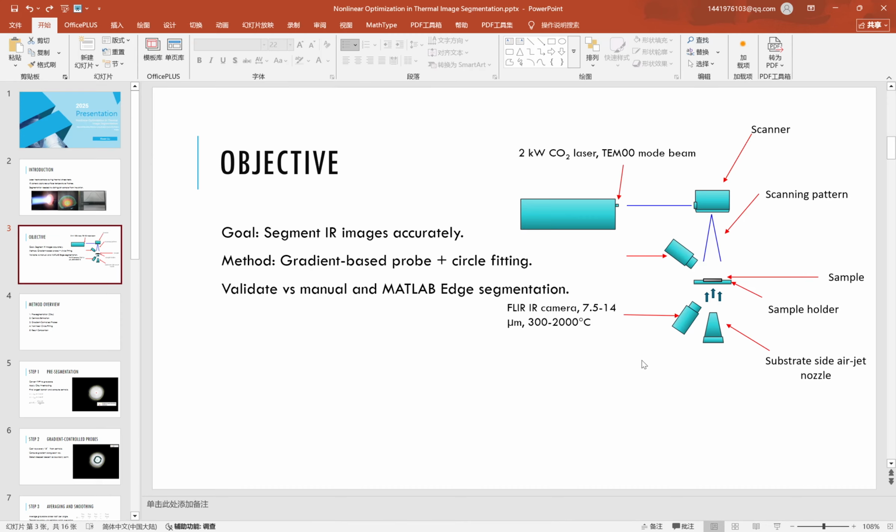So in this study, a gradient control based radial probe segmentation algorithm is used, followed by a two-step process of nonlinear least squares circle fitting, and the geometric parameters of the sample in the frame image were extracted.